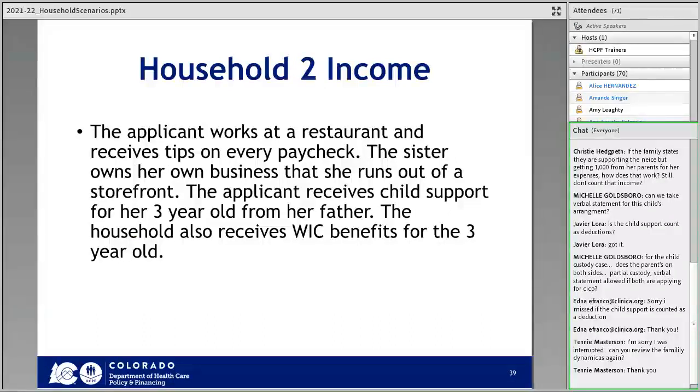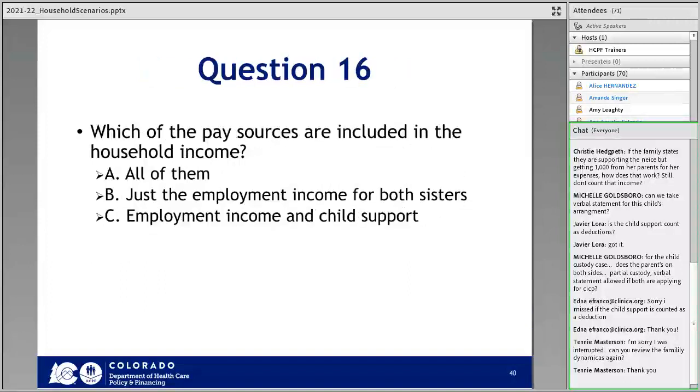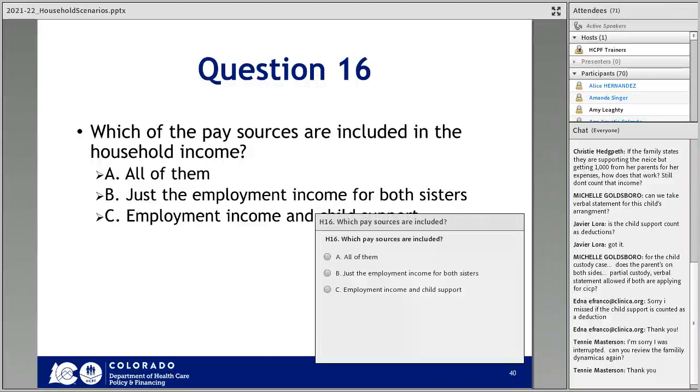All right, so the income situation. The applicant works at a restaurant, and she receives tips on every single paycheck. The sister owns her own business that she runs out of a storefront. The applicant also receives child support for her 3-year-old from her father, and the household receives WIC benefits for the 3-year-old. So which of the pay sources are included in the household income? Do you include all of them, just the employment income, or the employment income and the child support?